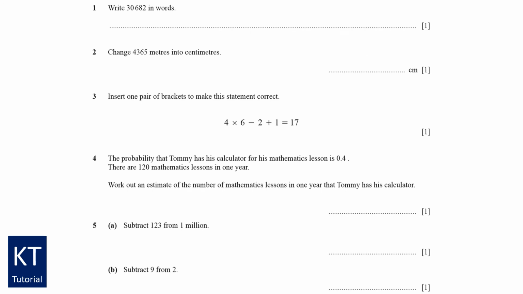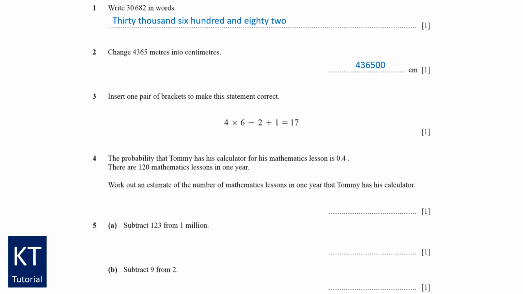Question 1. Write 30682 in words. It is 30,682. Next, change 4365 meters into centimeters. This would multiply the original number by 100.